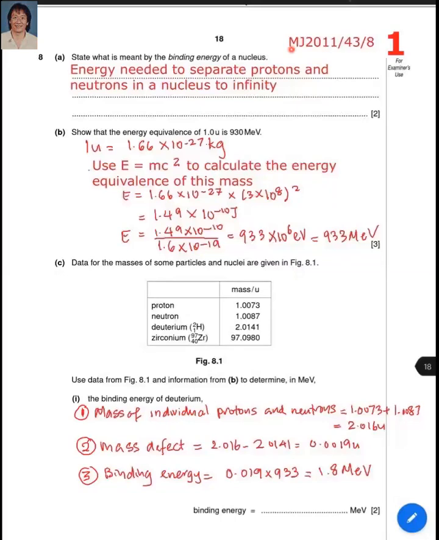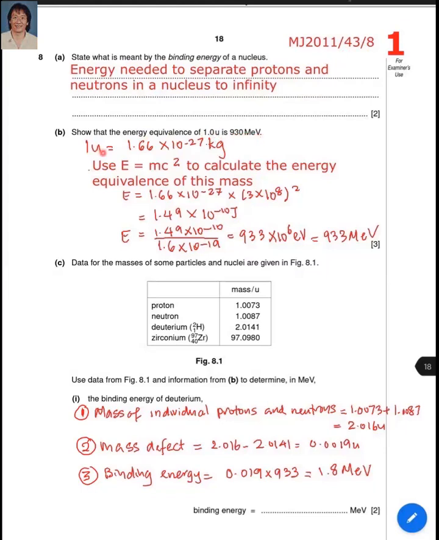In this past year question for May/June 2011, variant 4.3, question 8, we have to state what is meant by the binding energy of a nucleus. The binding energy of a nucleus is defined as the energy needed to separate the protons and neutrons in a nucleus to infinity. Then in part B, we have to show that the energy equivalence of one atomic mass unit is 930 mega electron volt.